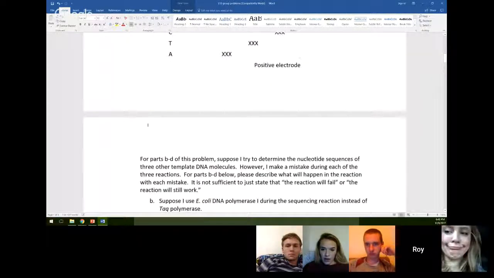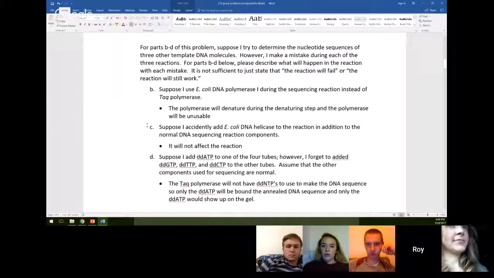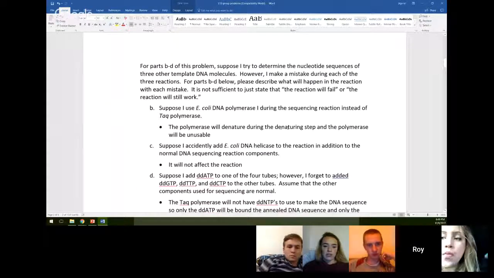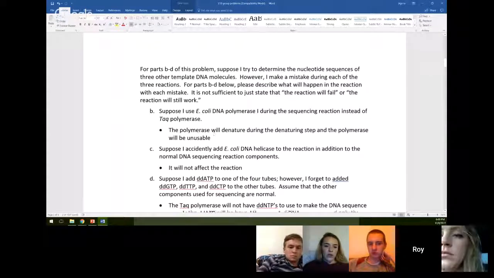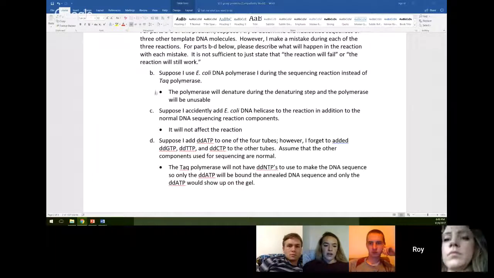So then the next part, B, asks, suppose I use E. coli DNA polymerase 1 during the sequencing reaction instead of the Taq polymerase. So basically, it just wouldn't work because the temperatures are too high and it would just be denatured. And then C asks, suppose I accidentally add E. coli DNA helicase to the reaction in addition to the normal DNA sequencing reaction components. And it's just not going to affect it at all.